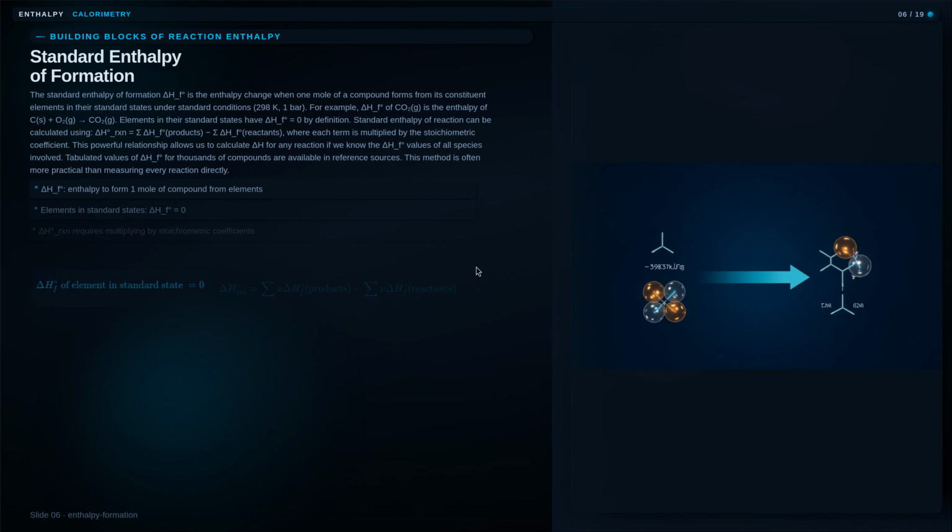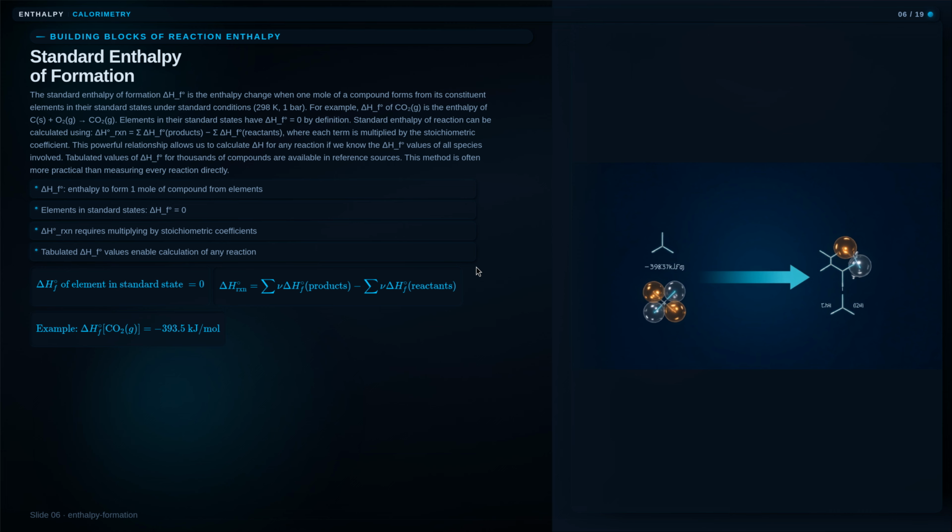The standard enthalpy of formation, delta Hf naught, is the enthalpy change when 1 mole of a compound forms from its constituent elements in their standard states. The conditions are 298 Kelvin and 1 bar pressure. For example, delta Hf naught of CO2 gas is the enthalpy of solid carbon plus oxygen gas yielding carbon dioxide. Elements in their standard states have delta Hf naught equal to 0 by definition.